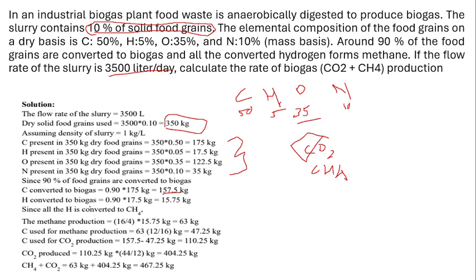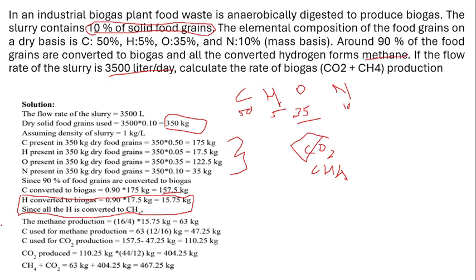Hydrogen converted to biogas is also 90%. Again, 90% is converted to biogas. So out of 17.5 kg of hydrogen in the food grain, 0.9 into 17.5, which is 15.75 kg, is converted to biogas. And all of the hydrogen converted to biogas is converted to methane only. That is what is given in our question. So all of our hydrogen converted to biogas is converted in the form of methane.